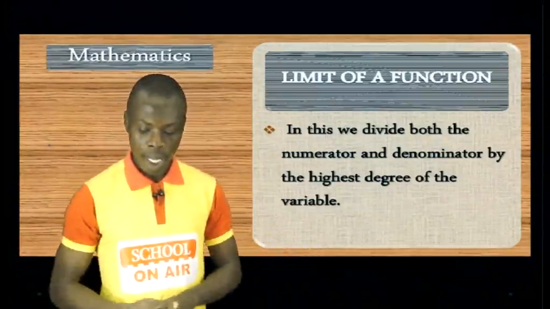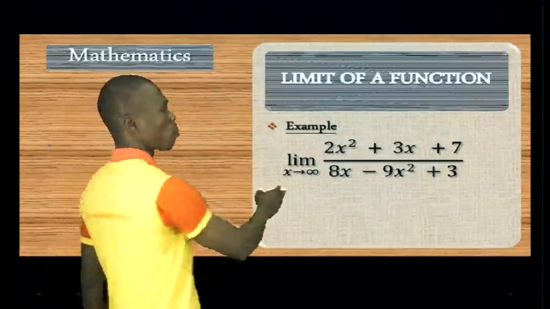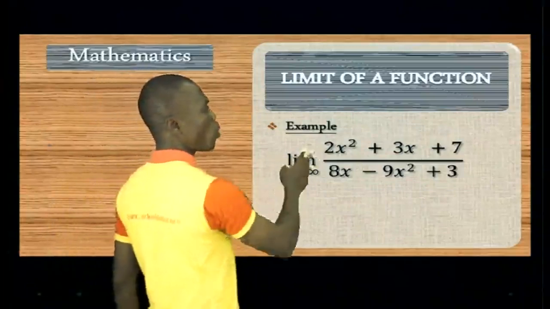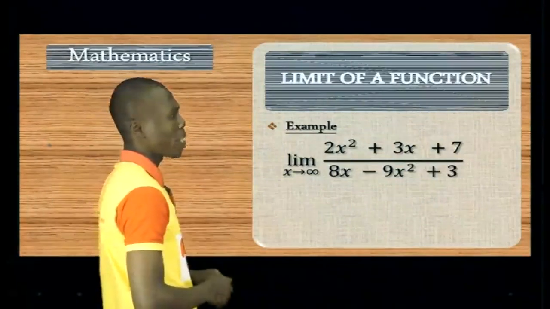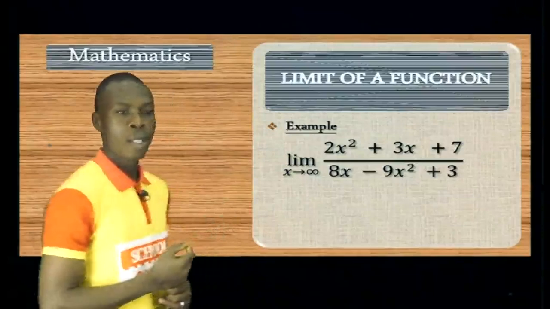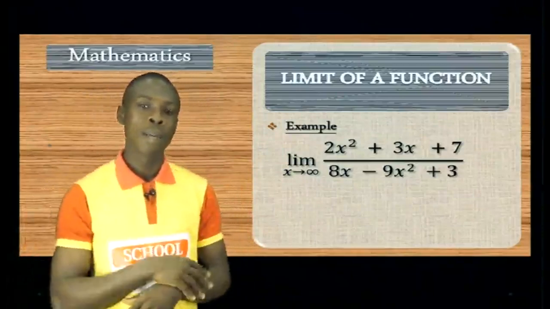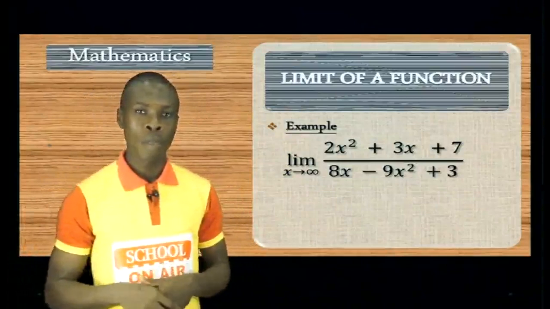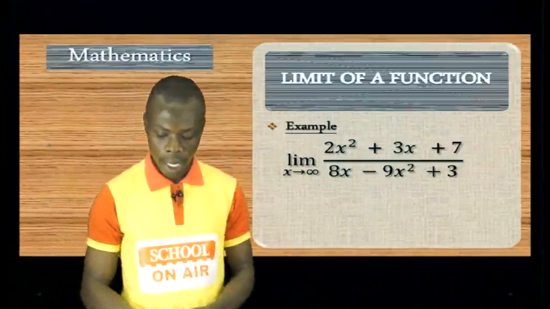We'll just take an example there and then we'll round it off today. Look at an example. Find the limit of 2x squared plus 3x plus 7 over 8x minus 9x squared plus 3 as x approaches infinity. If x is going to approach infinity, then what we have to do is to divide both top and bottom of the function by the highest power of x, which is x squared in this case.